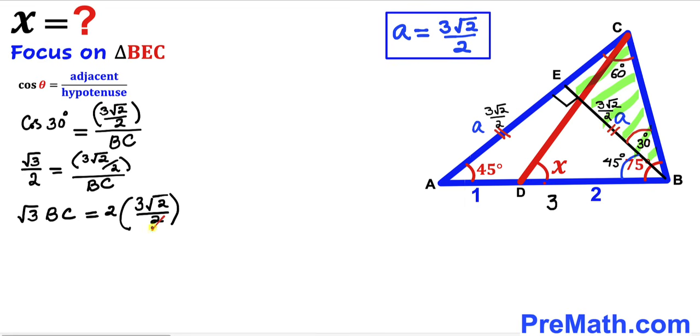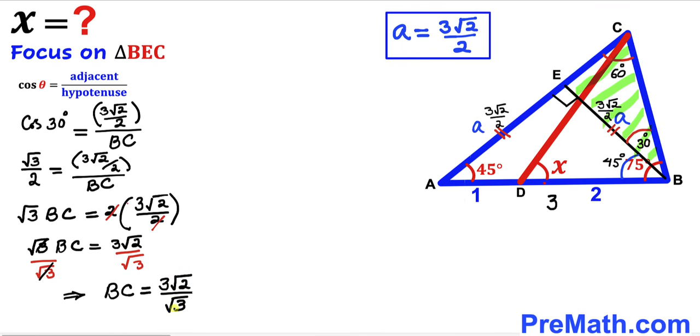And here we can see this 2 and 2 is gone. So therefore, we end up with the square root of 3 times BC is going to be equal to 3 times square root of 2. And now we are going to divide both sides by square root of 3 to isolate BC. This is gone. So therefore, our BC side length turns out to be 3 times square root of 2 divided by square root of 3.